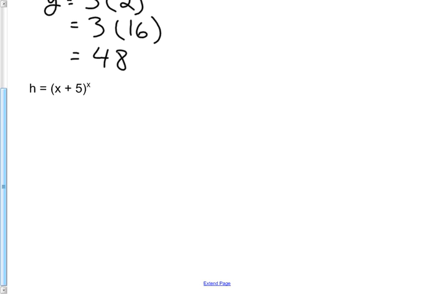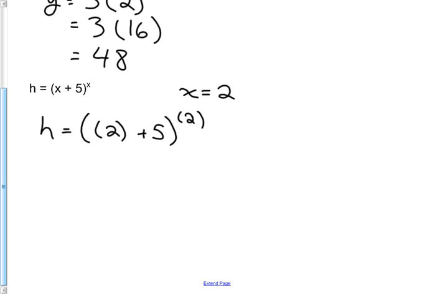Let's do another example here. I've got a second formula, h equals (x plus 5) to the power of x. We'll use the same value of x as before, x equals 2. So we'll rewrite our formula here, just putting brackets in where we see that x. Then we'll sub our 2 into those brackets. Now let's evaluate. We do the operations inside the brackets first, so there's nothing inside the 2 brackets here, so we go to the next biggest brackets. 2 plus 5 gives us 7, so we're going to have 7 to the power of 2, and 7 to the power of 2 just means 7 times 7, so that'll be 49. And there's our evaluated answer.